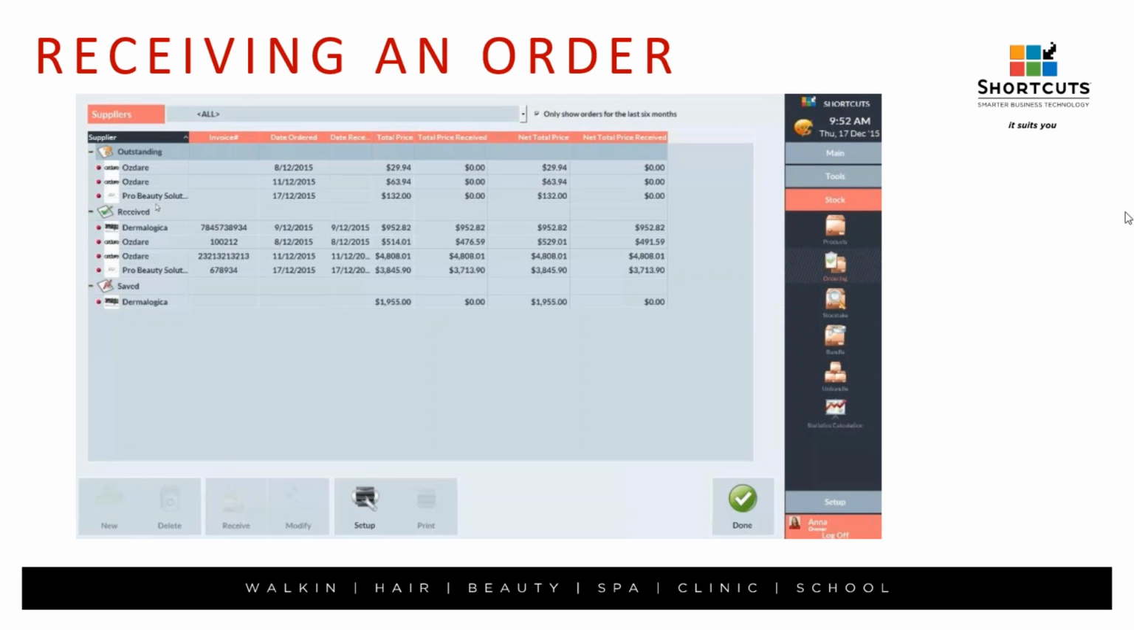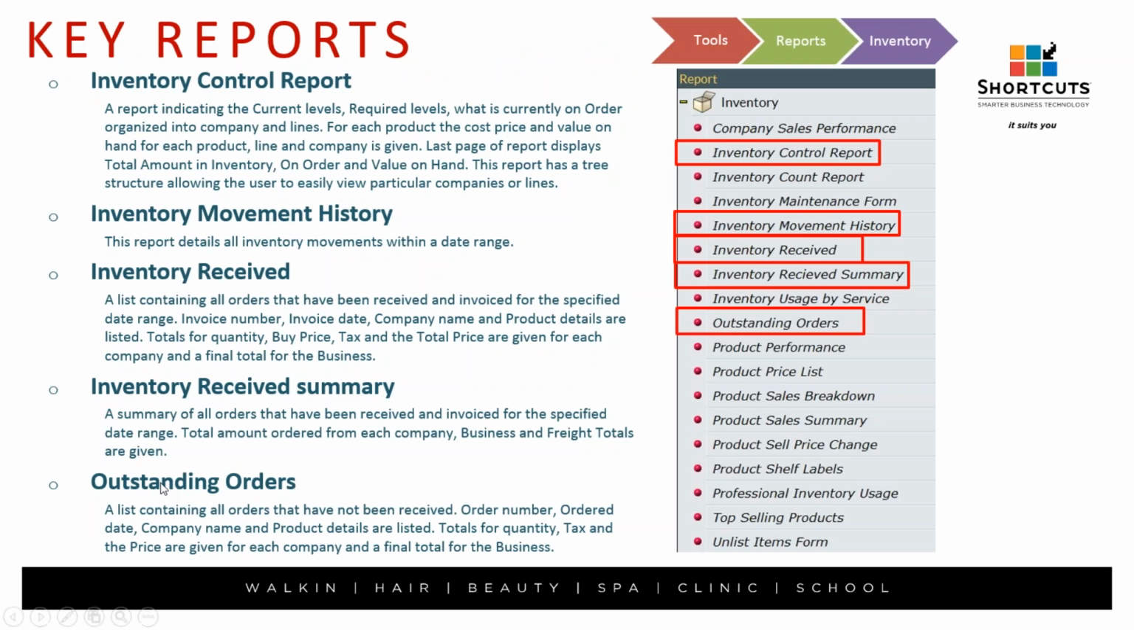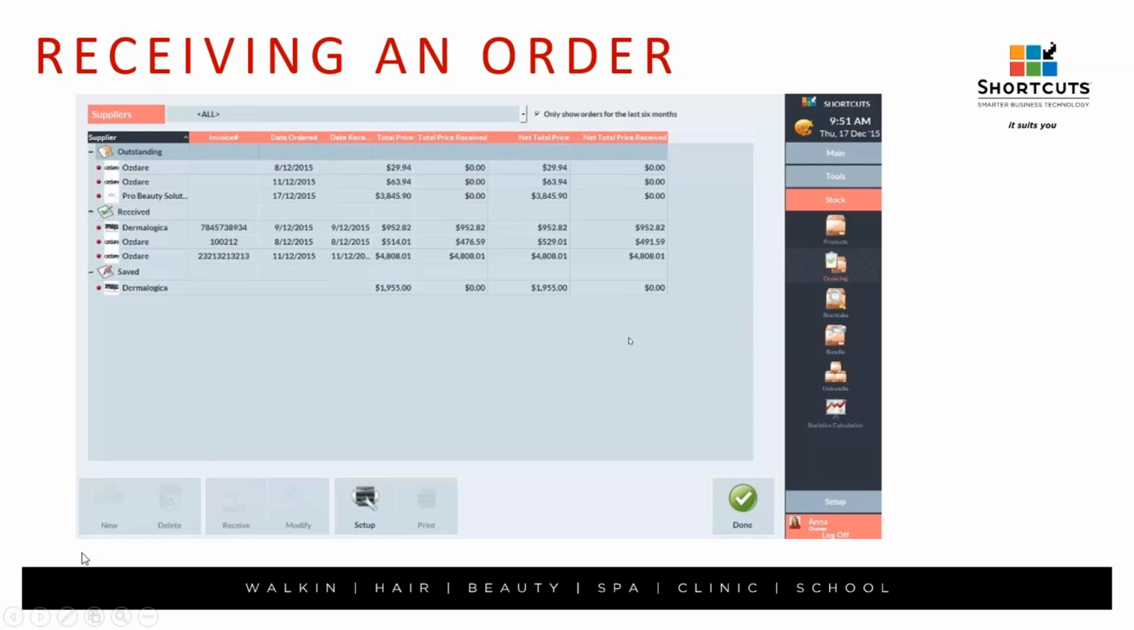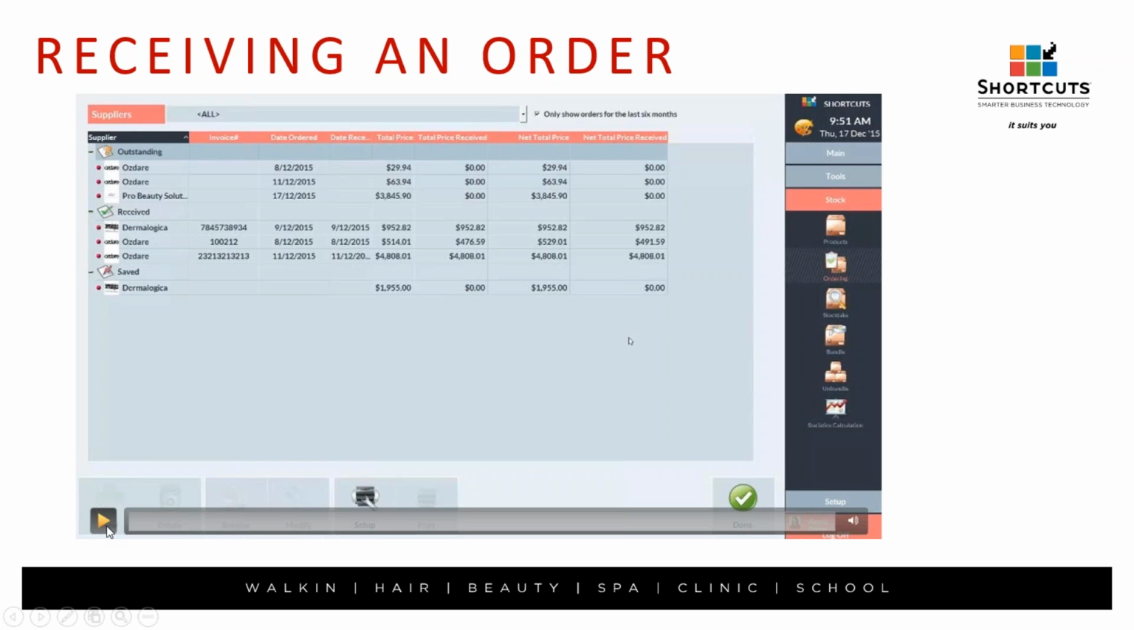Okay, so the question was, how did it receive the order? So once you place the order in Shortcuts, it'll be under the outstanding order section, and then you'll select that when you go into the ordering screen and then receive it in at the bottom. Okay, so again, I'm just going to play that video one more time, you guys.